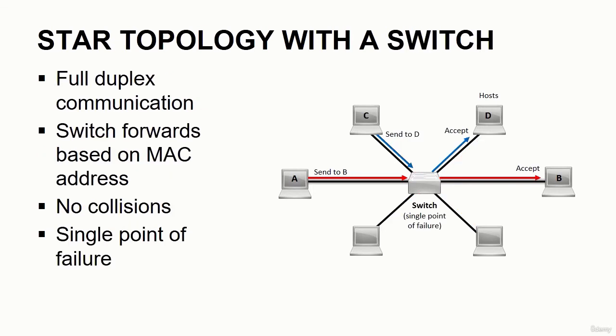Most networks today use a switch at the center of the star topology. And if a switch is used in the star topology, we have full duplex communication, which means not only can a host send and receive at the same time, because the switch is an intelligent device and will only forward frames to the intended recipient based on the MAC address, multiple hosts can communicate at the same time. So here in this example, host A is sending a frame addressed to host B, and the switch forwards that frame to host B, but at the same time, host C is sending a frame addressed to host D, and the switch will forward that frame as well.